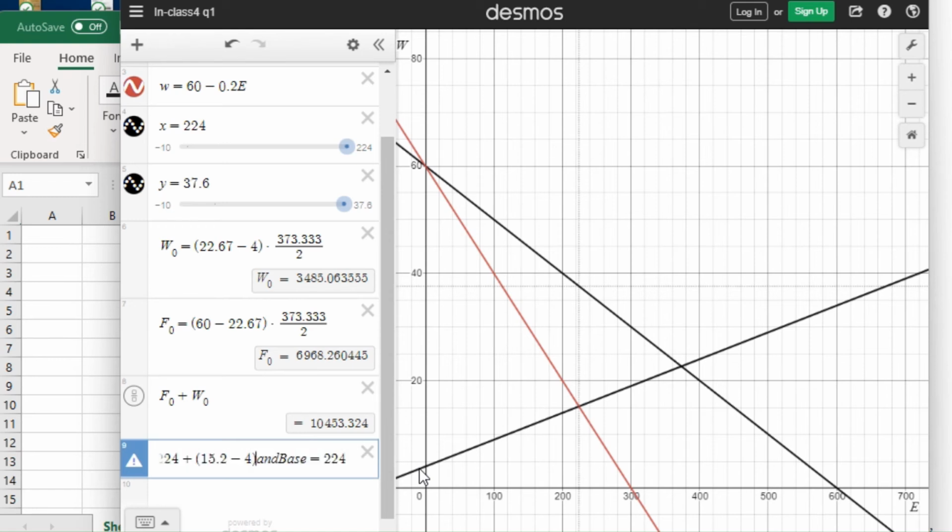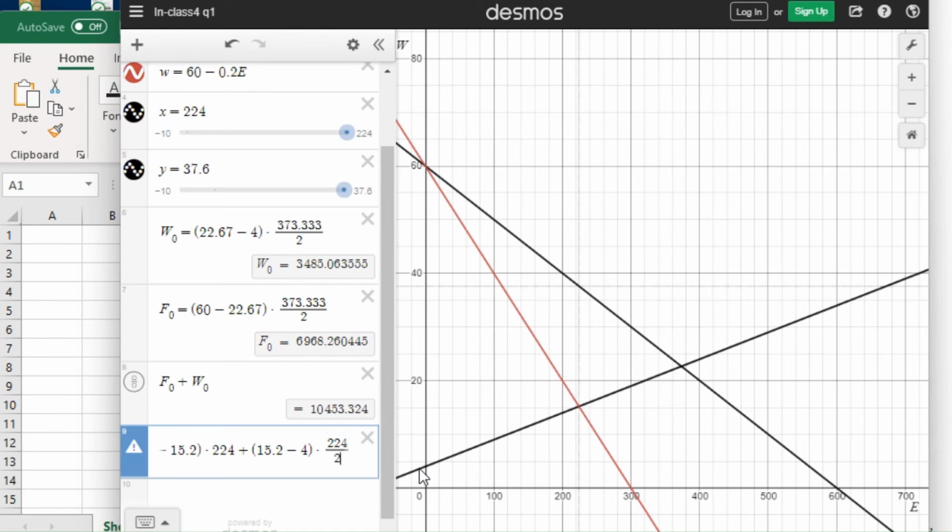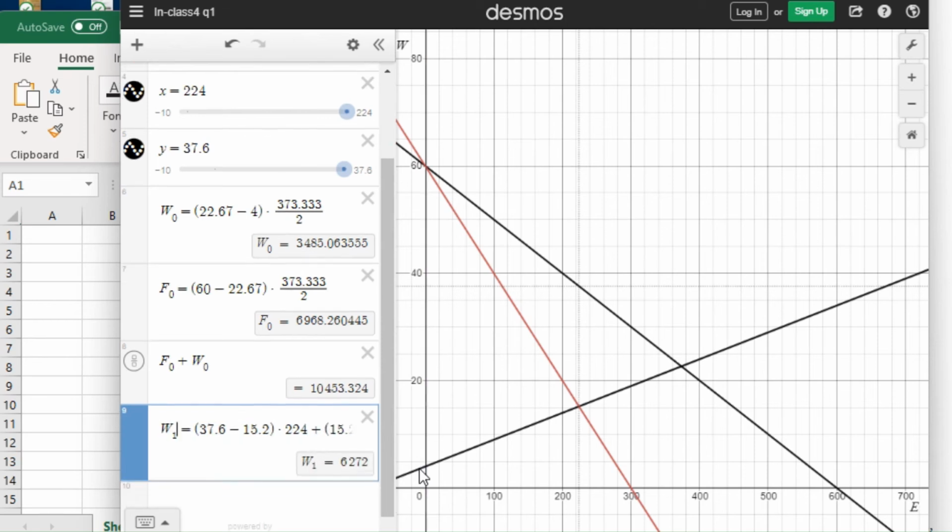Then I'm going to replace this and base equal with times. And then this is the triangle, right? So I got to divide that by 2. So this is that lower triangle, and this is that upper rectangle, right? And then I'll call this worker surplus 1. So final worker surplus, right?